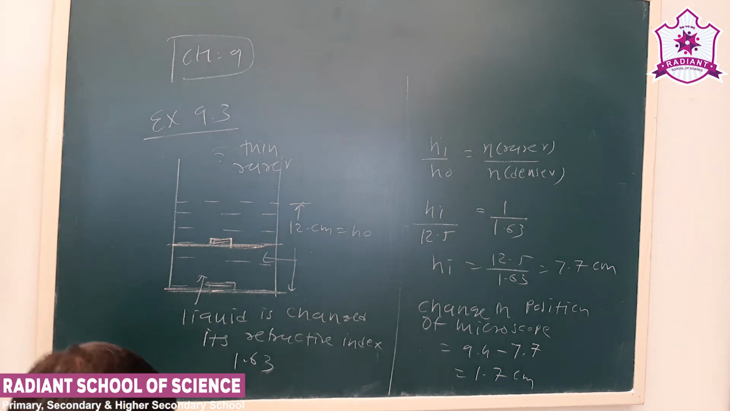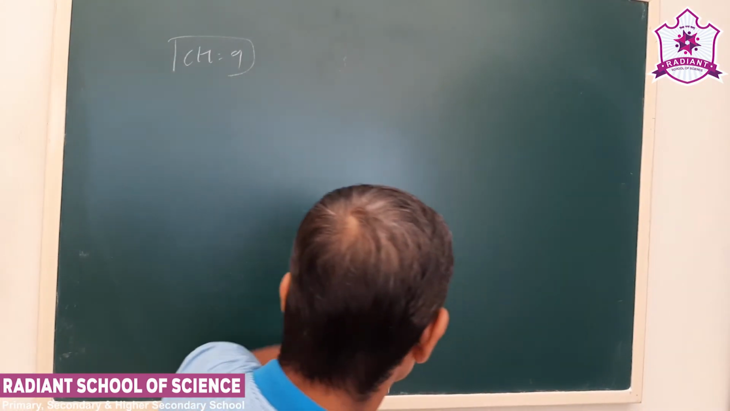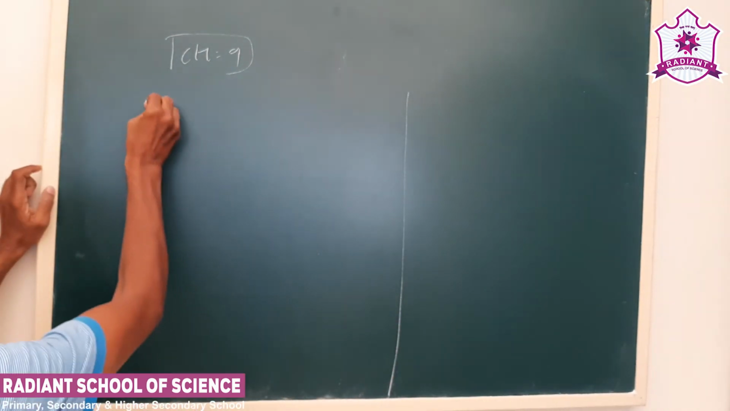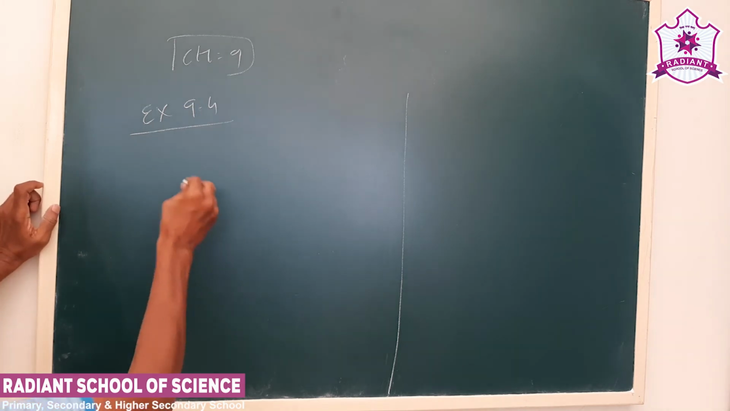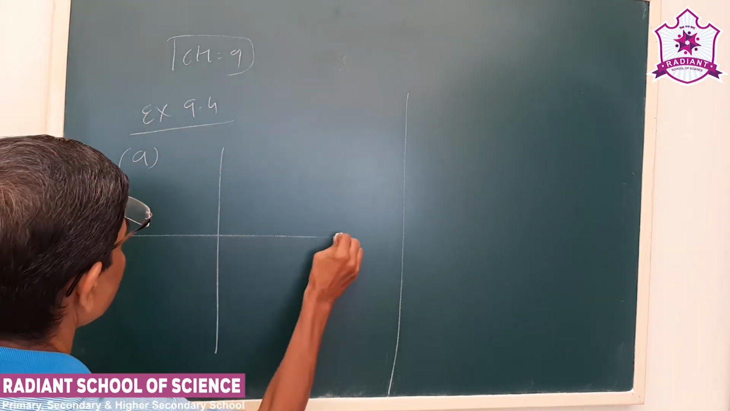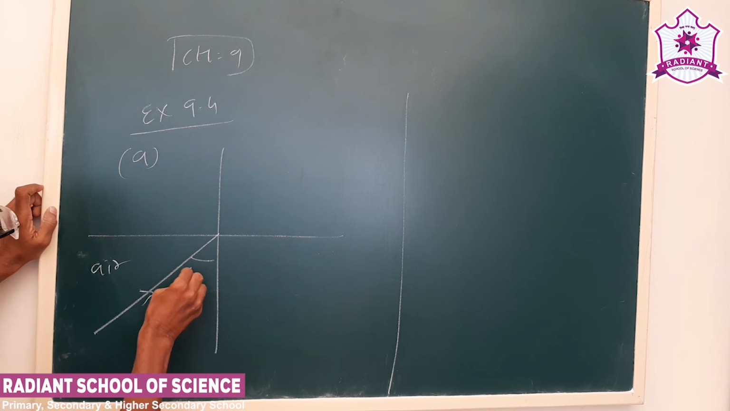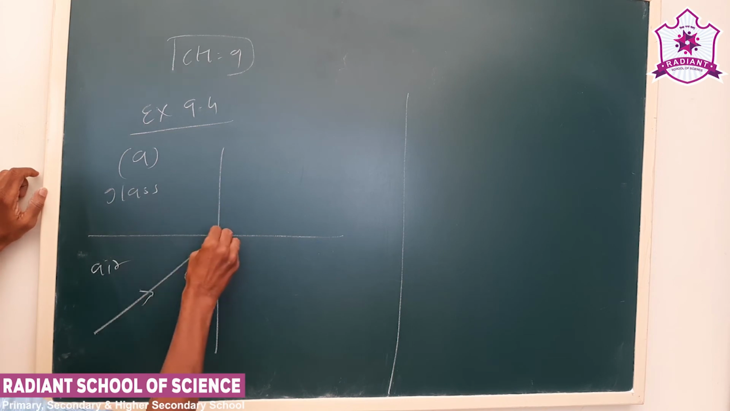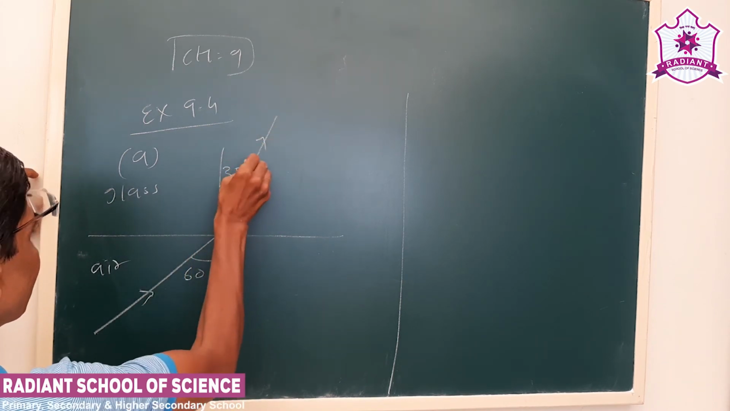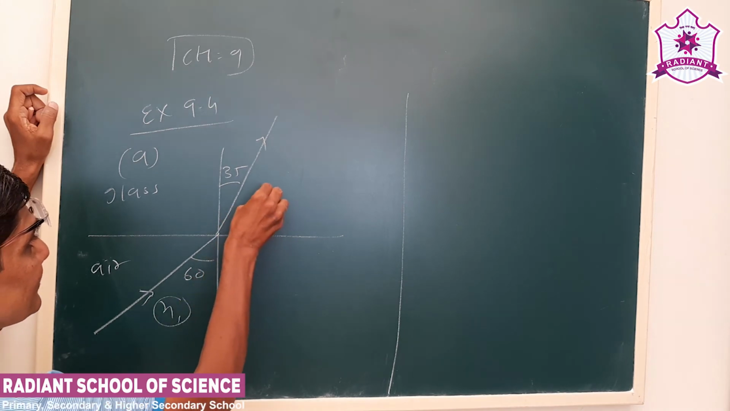Now next we have to see about example exercise sum number 9.4. Now this is related to refraction. Now see first diagram. See the ray travels from air making angle of 60 degree to glass. Now see the angle of refraction is given as 35 degree. See what you do? Calculate the refractive index. Now see, let us say this is N1 and this is N2.